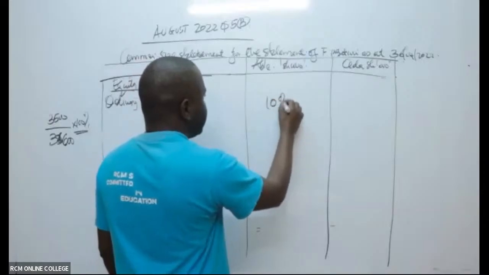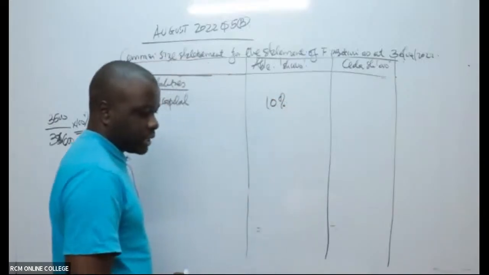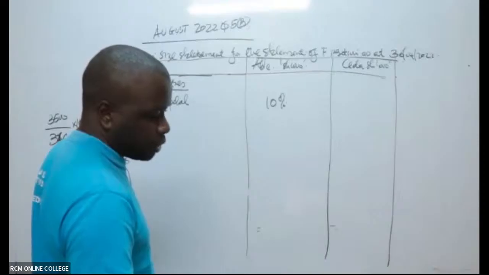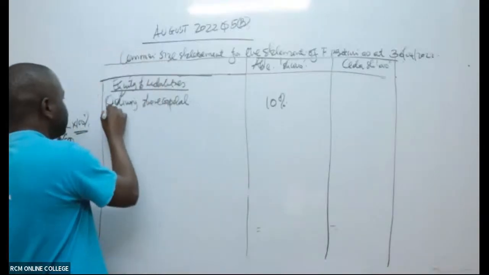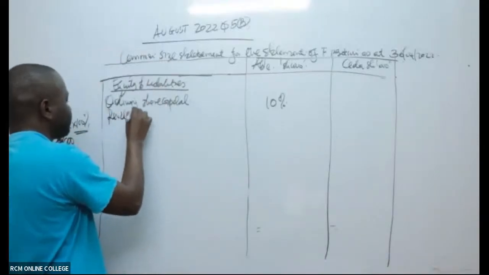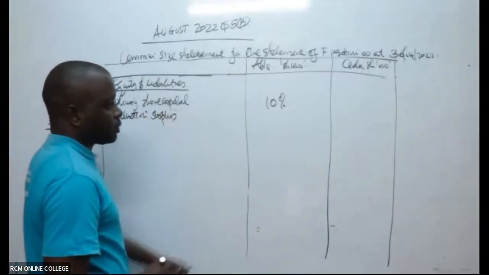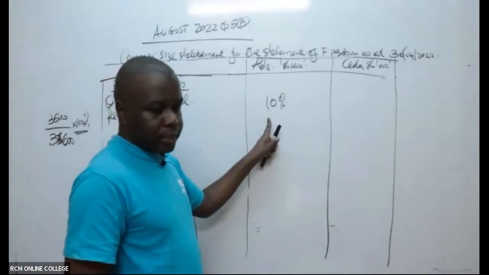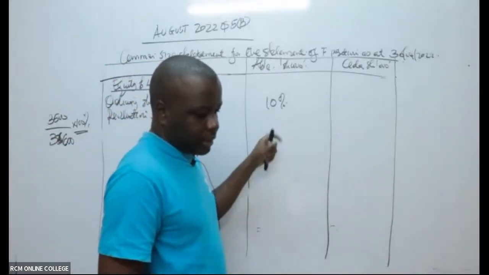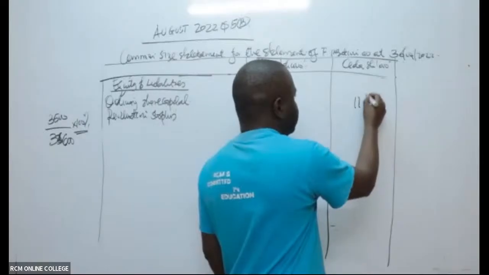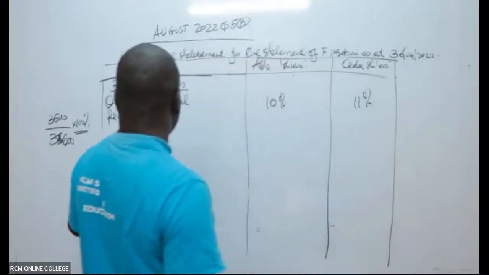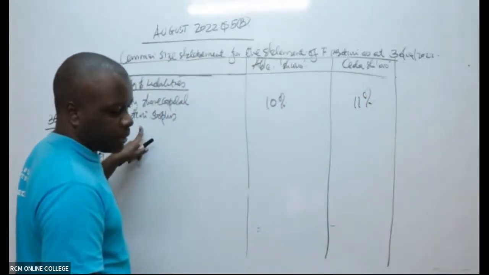What about SEDA? What about the side of SEDA? We have ordinary share capital, then revaluation surplus. So this one is 10%, this other one is 10.5%, so that is averagely 11%. What about revaluation surplus?